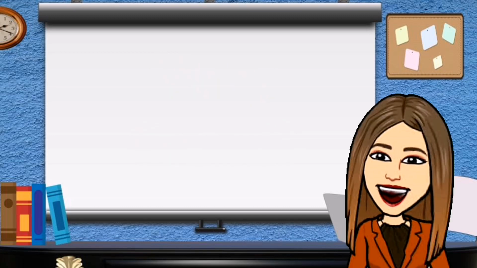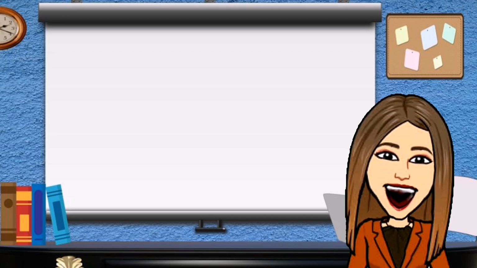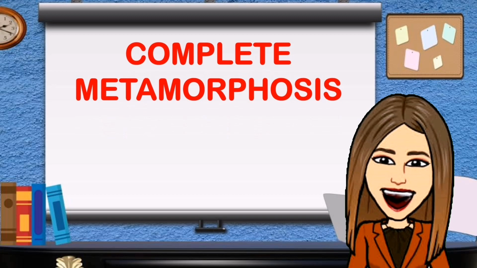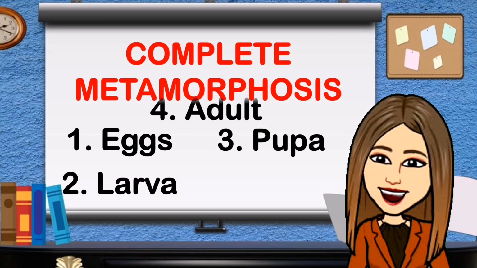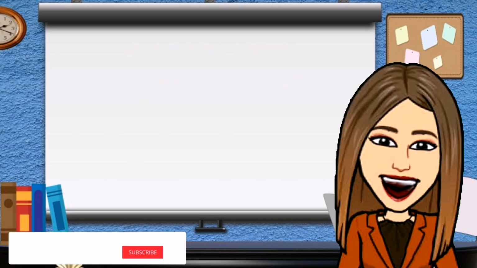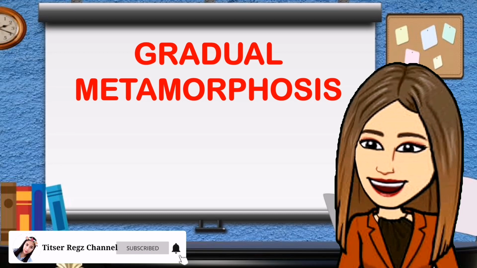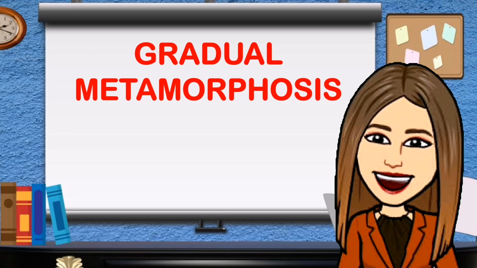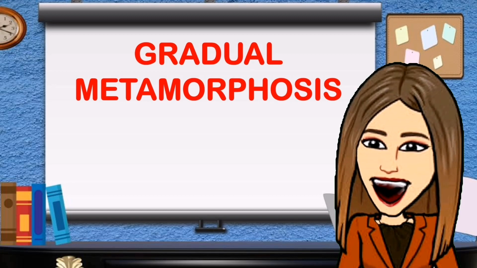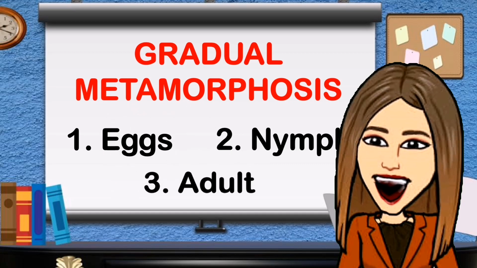The life cycle of an animal such as insects is considered a complete metamorphosis if it undergoes the 4 stages such as eggs, larva, pupa, and adult. And some insects develop by means of gradual metamorphosis or incomplete metamorphosis. The organisms develop through 3 stages such as eggs, nymph, and adult.